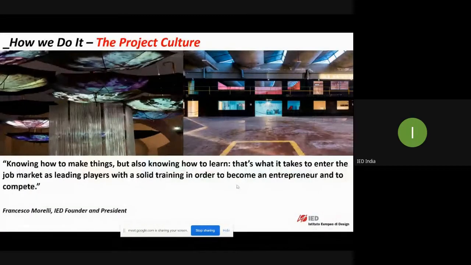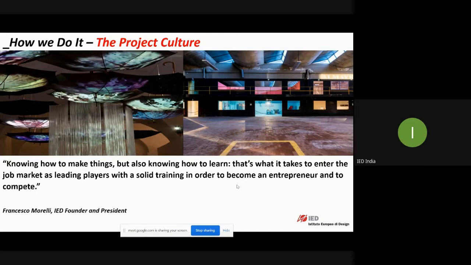Now, this is a big question because there is a lot of buzzword in the world about hands-on learning. We do practical courses. What we believe in is 35% theory, nearly 50% hands-on learning, and 15% labs. This is the breakdown of our course structure. As per our president, knowing how to make things is not only important, but more important is knowing how to learn it. That is hands-on. That is what makes you ready for the job market.